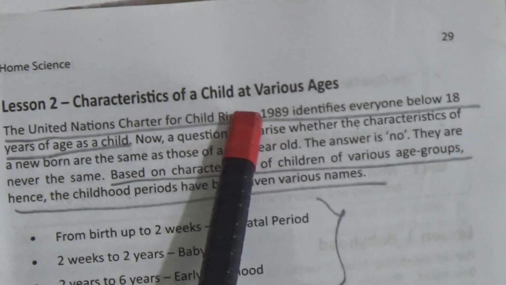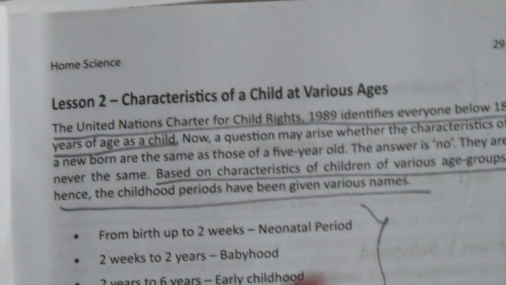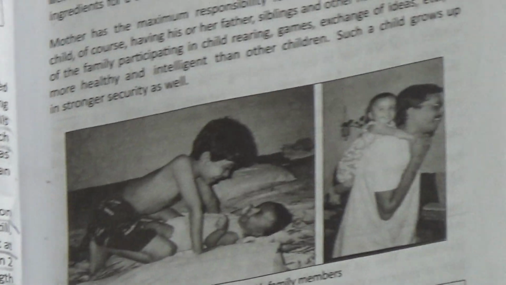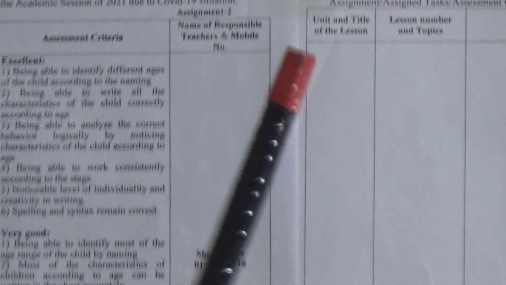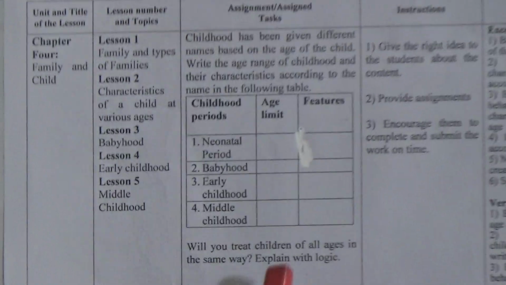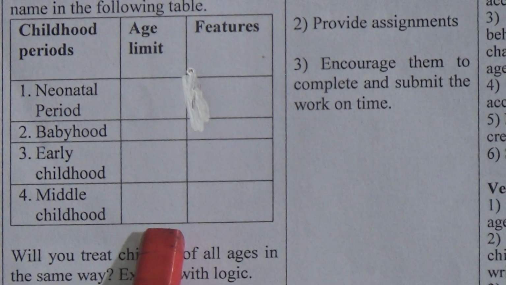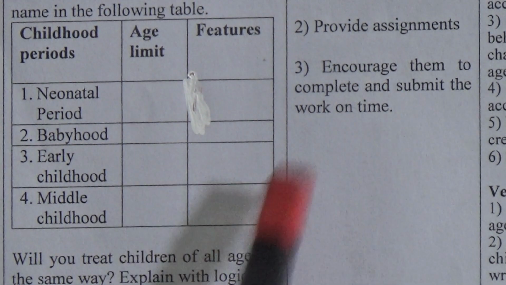So student, in lesson 2, characteristics of a child at various ages, here is given some information. You can collect some information from here, and neonatal period. Then lesson 3, babyhood period, lesson 4, early childhood, and the last one is middle childhood. Dear student, you must show your individuality and creativity in your writing. Students' assignments should not be the same.